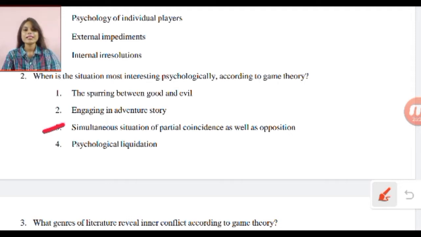All right. Okay, but let us check the other options also, because we can see quite new words are there. So let us know the meanings. Number 1, you see the sparring between good and evil. Now, what is sparring? Sparring means fighting, or juggling between good and evil. That is sparring. Okay, next, engaging in an adventure story. You all can understand that. What about psychological liquidation? What is liquidation? Liquidation basically means freeing a person or a patient from some sort of painful situation. So psychologically you are freeing a person from a very painful situation. That is psychological liquidation. So you have come to know about new words from this question. Let's move over to the next question now.